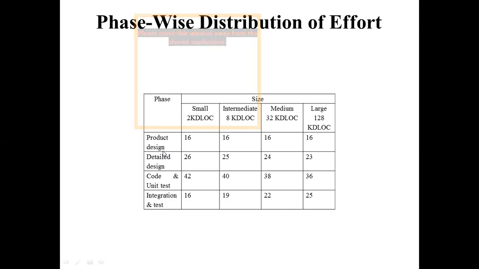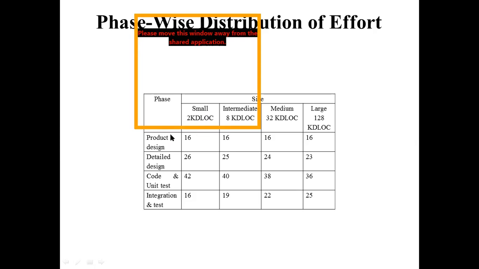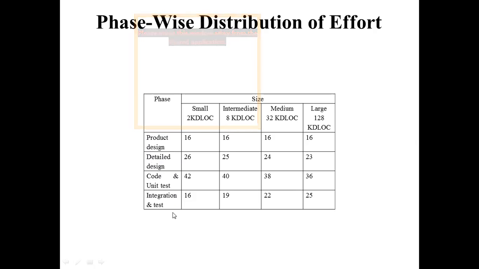Now how will we calculate the phase-wise value? Suppose the size of our project is 1.96 KDLOC. Then it will come under this category, a small project. Phase-wise means we will calculate the effort for the product design, then for detailed design, code and unit test, and integration and test. So there are 4 phases here.